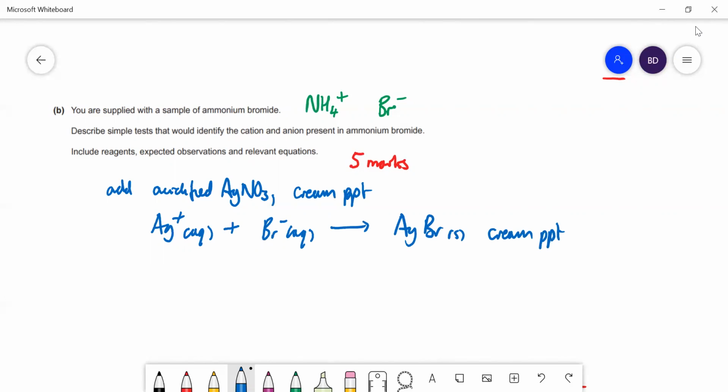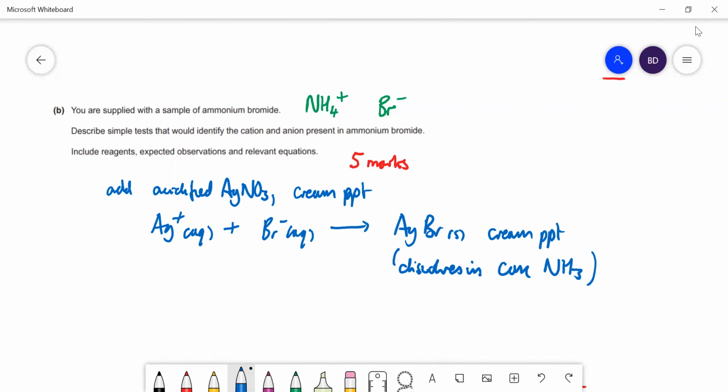Maybe worth mentioning that this will only dissolve in concentrated ammonia. Silver iodide, which looks similar to cream, but it looks yellow really, that won't dissolve in conc ammonia. So if you do that test with ammonia, sometimes to avoid that ambiguity, may or may not be necessary. If you look in the mark scheme, that second part.